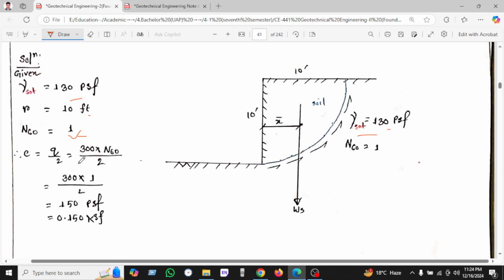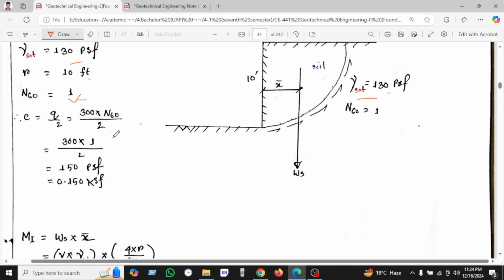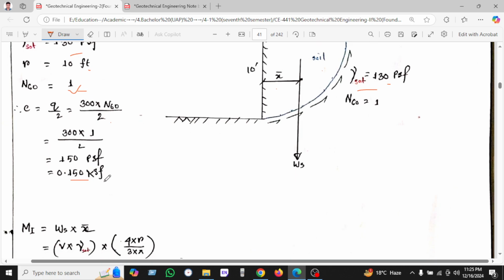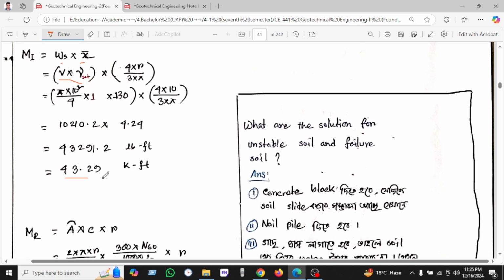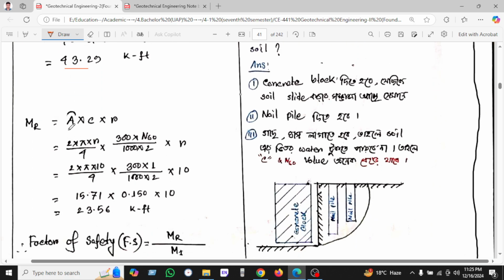And C equal to Q divided by 2, which is 360 divided by 2, or we can say 150 into N60. So this is 0.150 KSF, and in this way we are calculating the induced moment, which is weight into x bar. Weight is nothing but volume into the unit weight of saturated soil, and putting all this in below, we found 43.49.